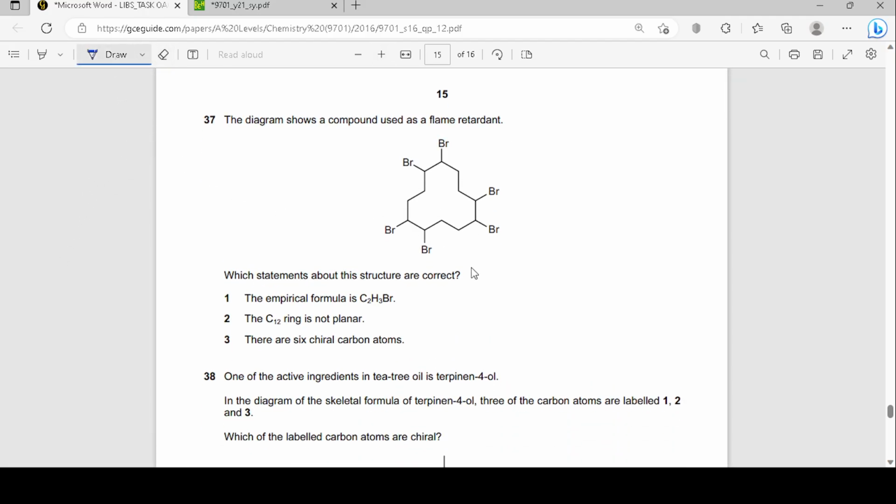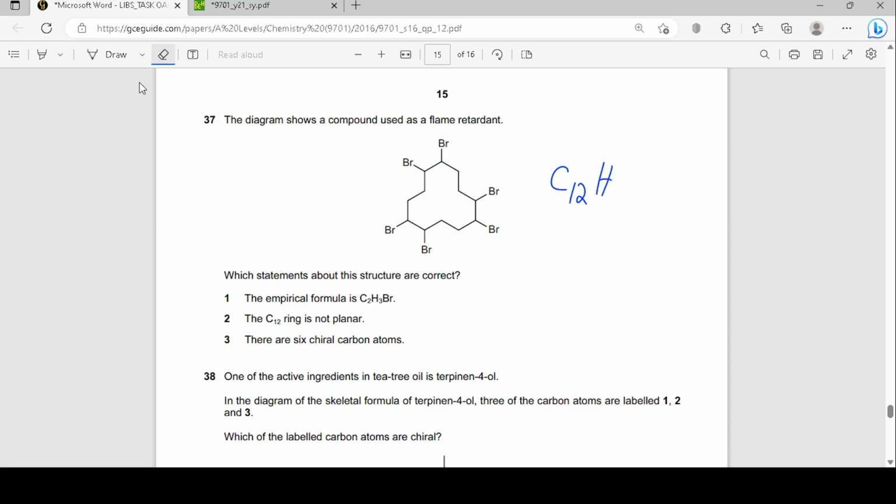Okay, and then the diagram shows a compound used as a flame retardant. Which statements about this structure are correct? Okay. The empirical formula is C2H3Br. Let's see. So there's 1, 2, 3, 4, 5, 6, 7, 8, 9, 10, 11, 12 carbon atoms, so C12. How many H atoms are there?